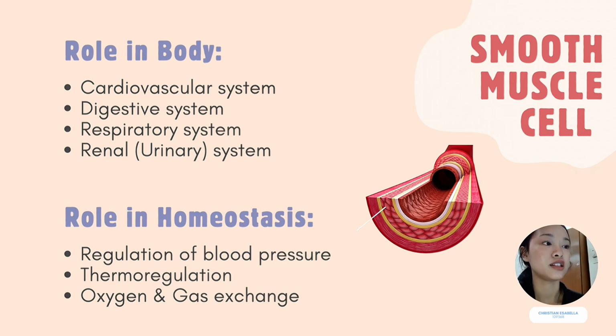And the third is in the respiratory system, where the cells control the size of the airways, especially during exercise or breathing difficulties. The fourth is the renal or urinary system, where the cells help move the urine through the ureters and control the emptying of the bladder.